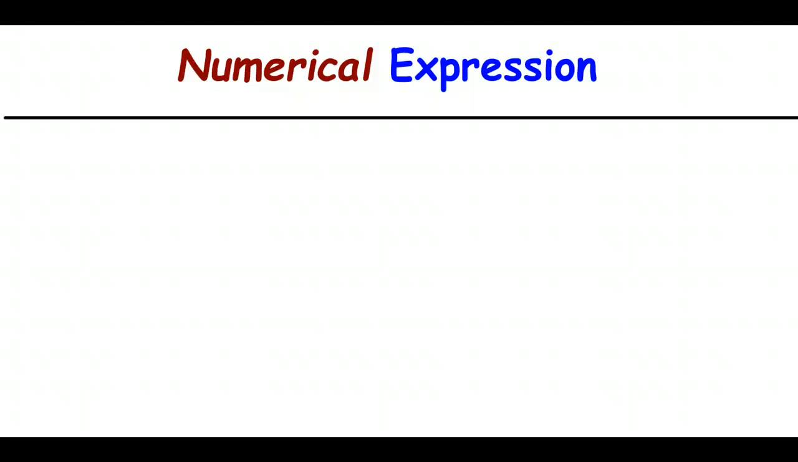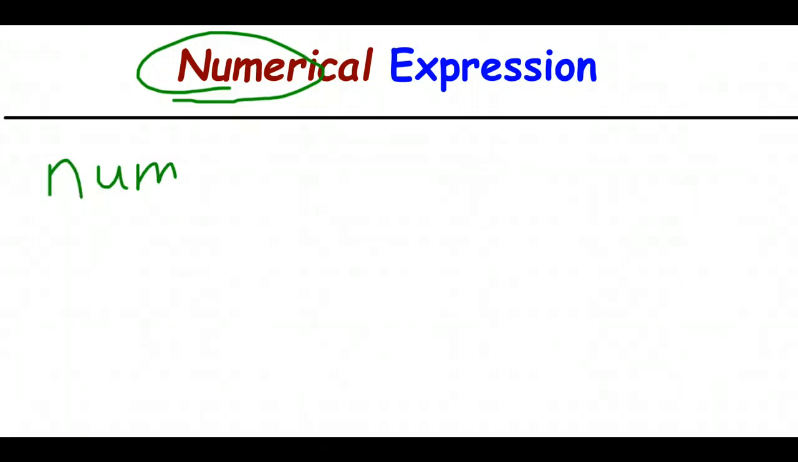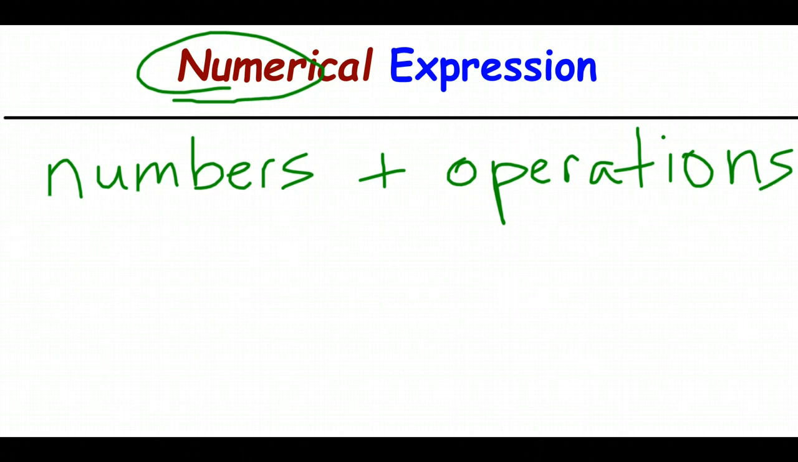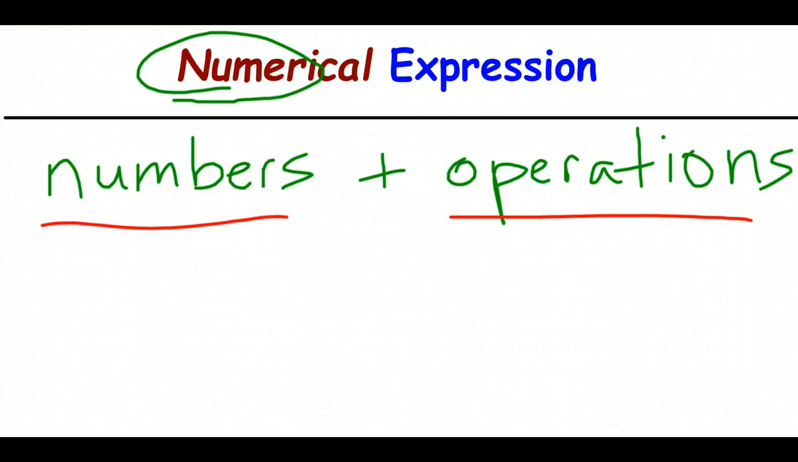Now, if the only thing in addition to operations are just numbers, we call that a numerical expression. And you can see here that the word number is a root of numerical, even though we take the B out of it. So a numerical expression is something that contains only numbers of some sort and operations. So let's take a look here at a few examples of numerical expressions to make sure that we've really gotten this idea. All we need is numbers and operations.